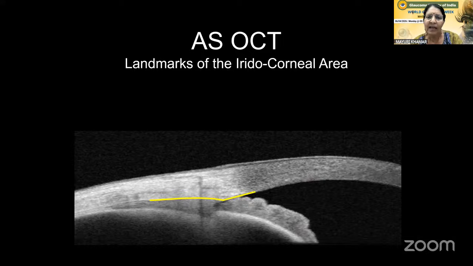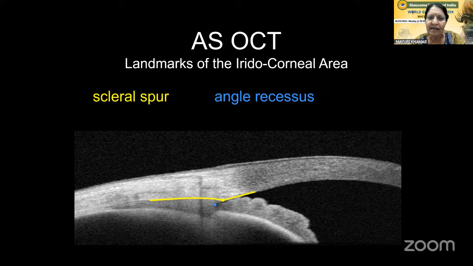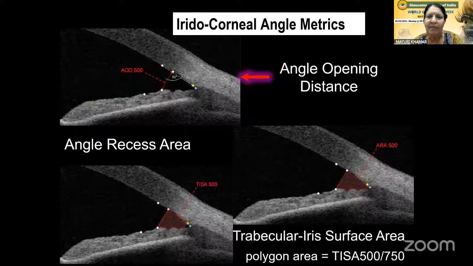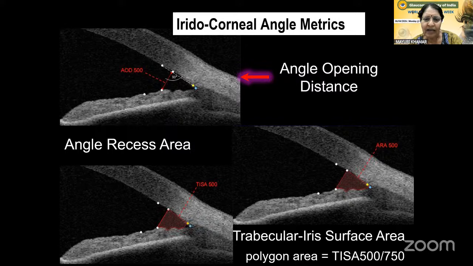So first identify the landmarks of the iridocorneal angle while doing the ASOCT. The first one is the scleral spur, where there is a change in the curvature, and then the angle recess, which is just behind it. This technique will give you iridocorneal tools. Various measurements can be procured using this technique. It could be angle opening distance at various distances, 500 or 750, or angle recess area, or TISA, or trabecular iris space area.